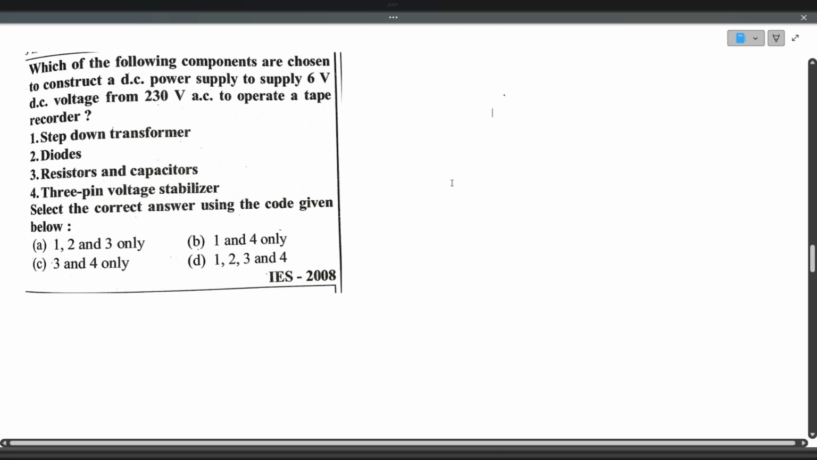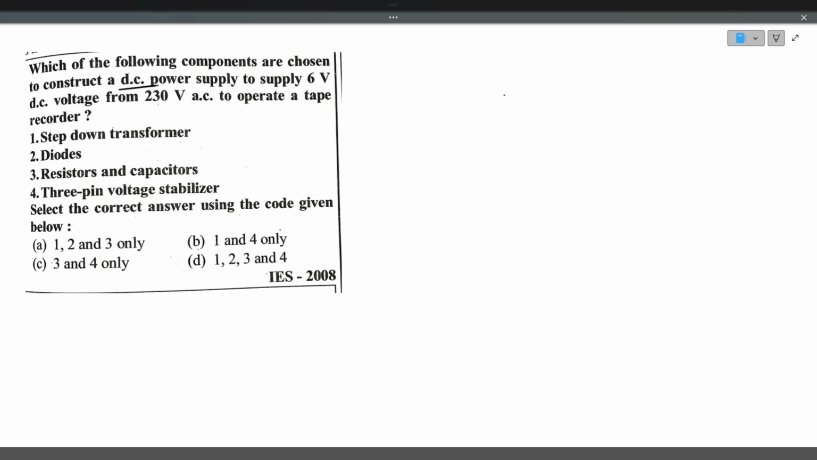Which of the following components are chosen to construct a DC power supply to supply 6 volts DC voltage from 230 volts AC? Okay, the input is 230 volts AC. He wants 6 volts output DC. First, there will be a transformer. Basically, this should be a step down transformer, because he needs only 6 volts DC. So here 230 volts RMS voltage is given.